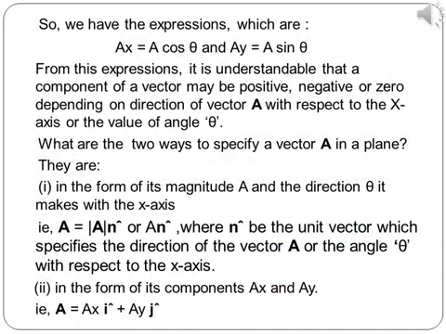So, we have the expressions Ax is equal to A cos theta and Ay is equal to A sin theta. From these expressions, it is understandable that a component of a vector may be positive, negative or 0, depending on the direction of the vector A with respect to the x-axis or the value of angle theta. Then you should answer this question: what are the two ways to specify a vector A in a plane?